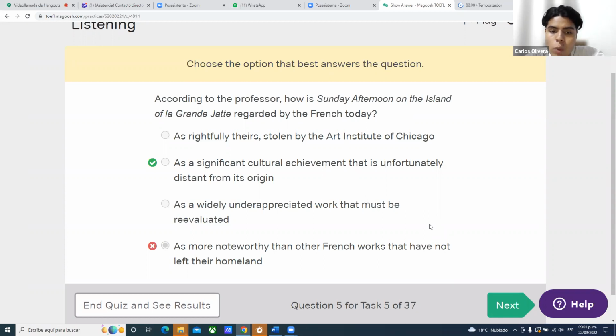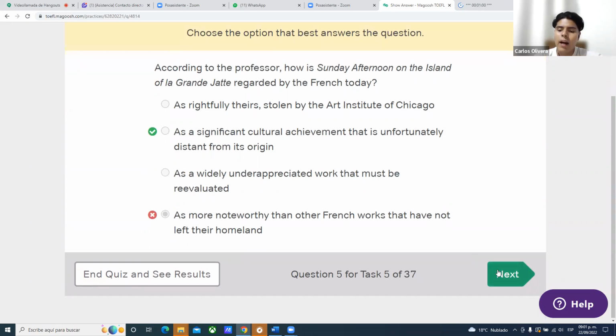As for "rightfully theirs, stolen by the Art Institute of Chicago," again, nothing in the passage claims that it was stolen. The only thing it indicates is that it is in America, but not how it arrived there, whether it was stolen or not. It just mentions that it is in America. And as for the word "underappreciated," I think this is not true either. It never mentions whether it was appreciated or underestimated.